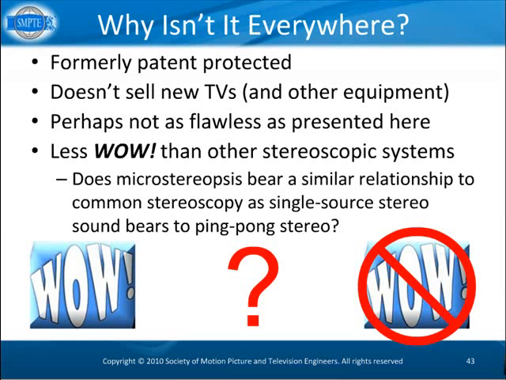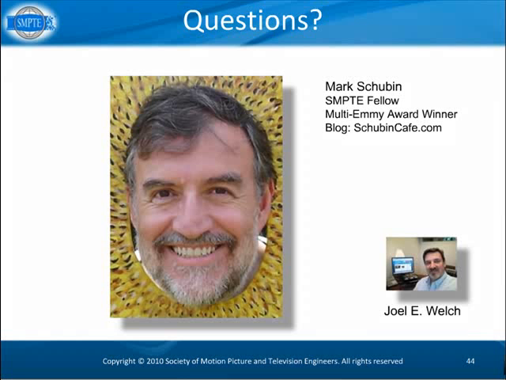But is that necessarily bad? Does microstereopsis bear a similar relationship to common stereoscopy in the same way that single-source stereo sound bore to ping-pong stereo? Is maybe microstereopsis something that's more natural, something that would be better for us to have than a wider interaxial distance? So that's my presentation on microstereopsis, and I think it's something that's worth thinking about.